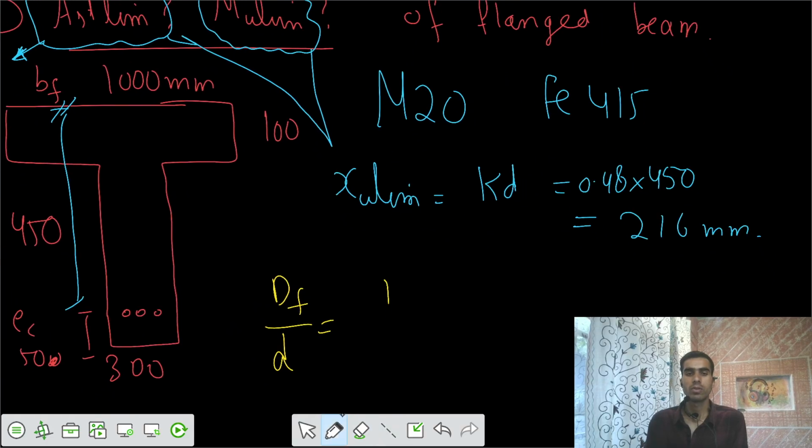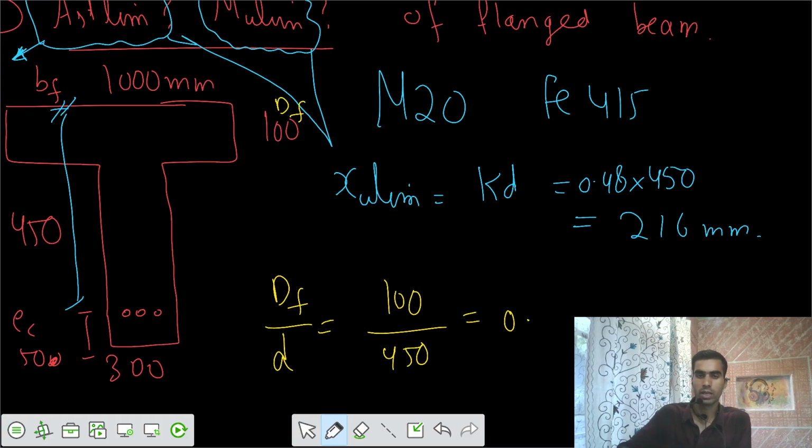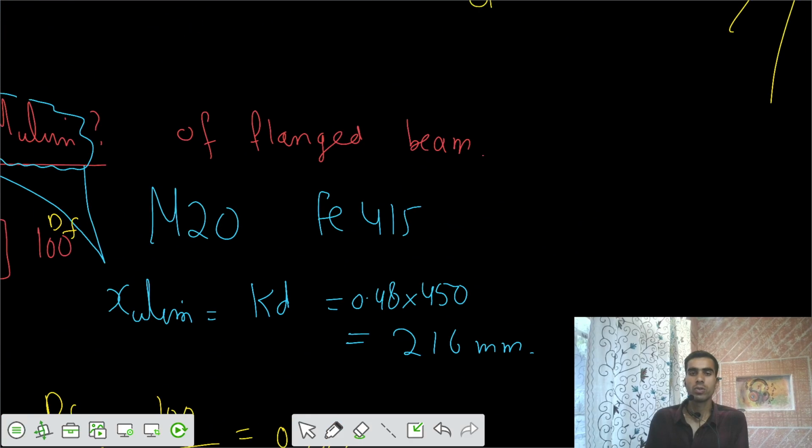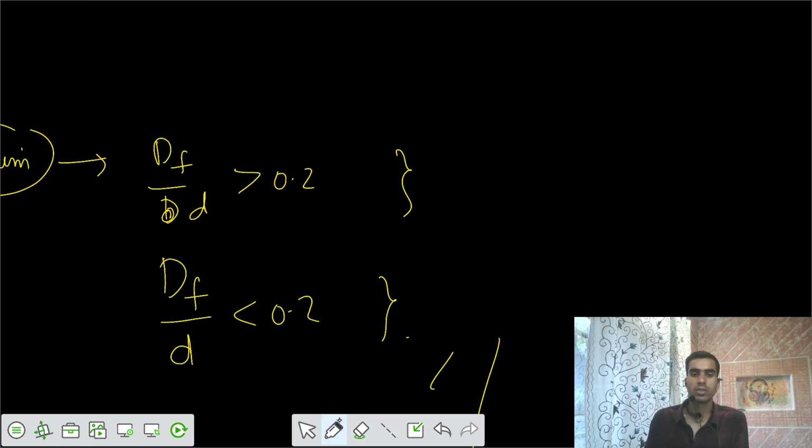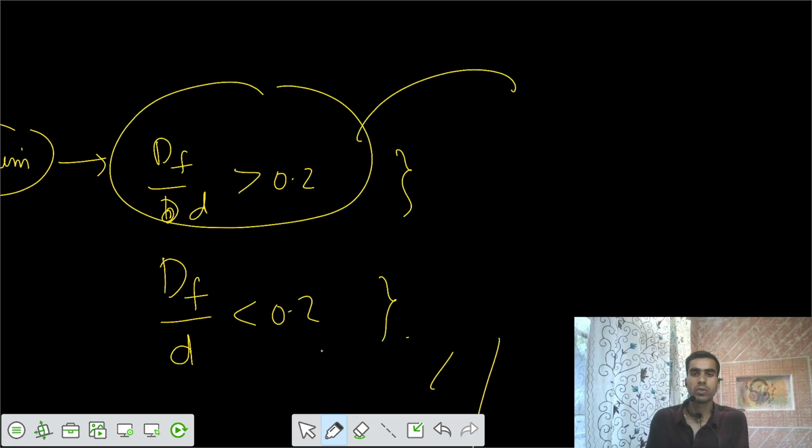Df by D equals 100 millimeters over small d, which is 450. Let me calculate, 100 divided by 450. That's 0.222, and 0.222 is greater than 0.2. So I have to use the yf equation. I have to use that.